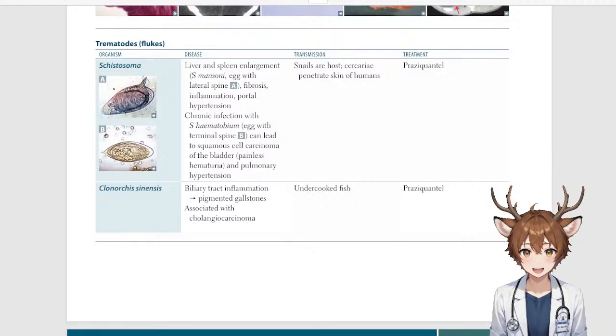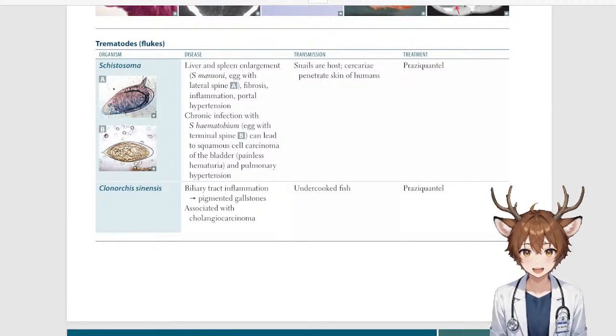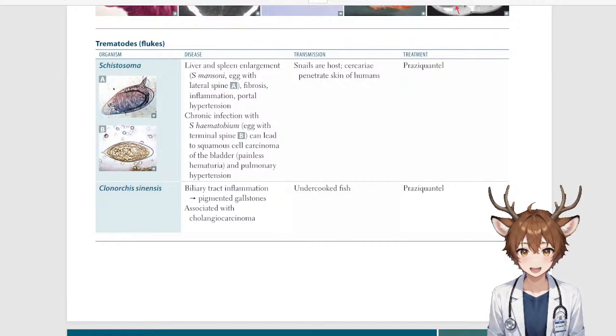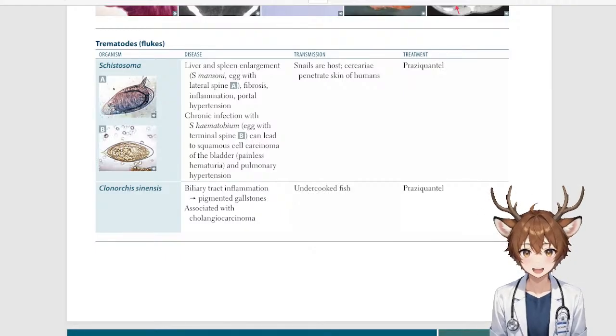How are they transmitted? Snails are intermediate hosts. The cercariae penetrate the skin of humans in contact with contaminated fresh water, for example swimming or bathing. How do you treat them? Praziquantel.